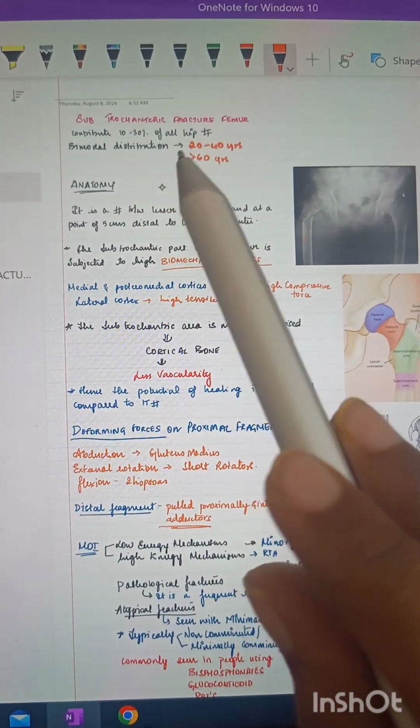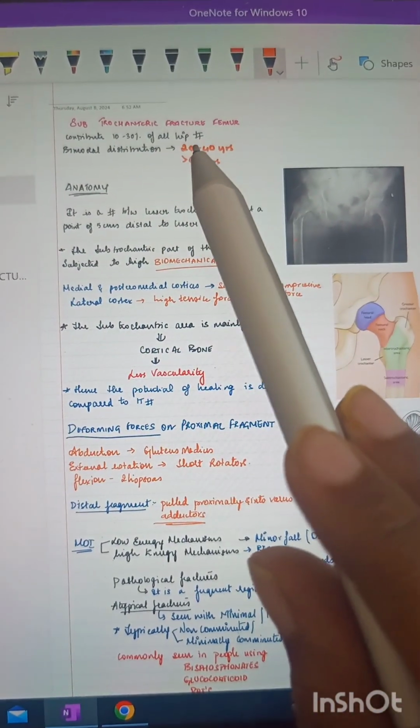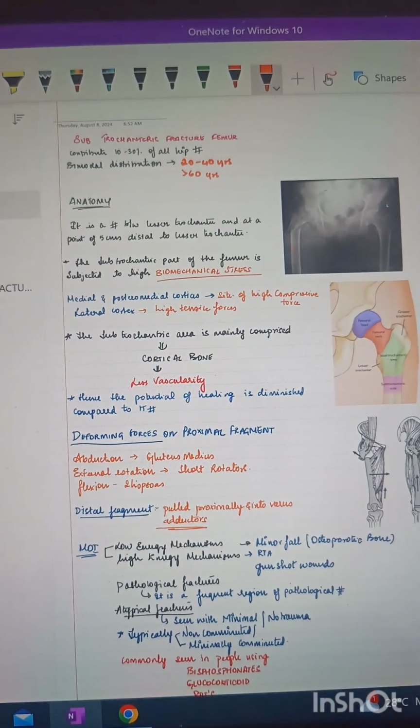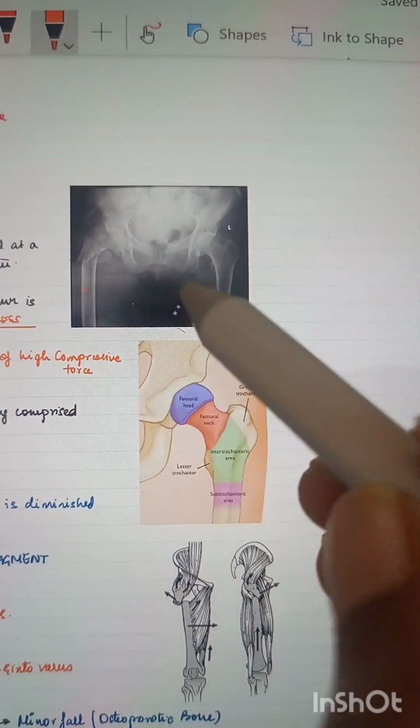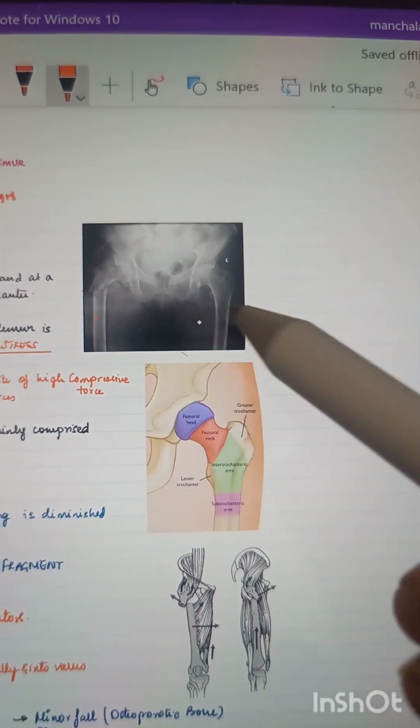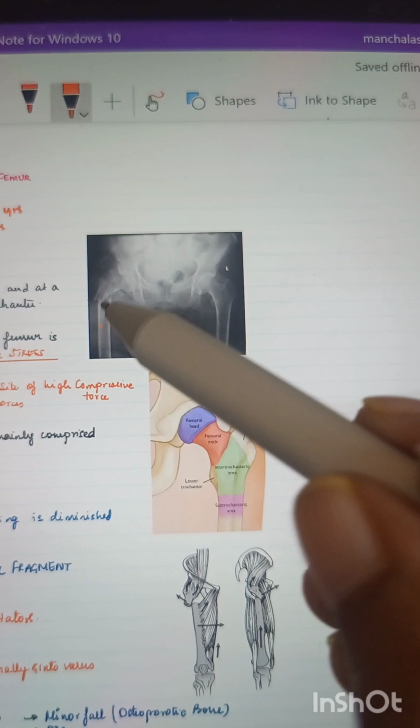So, subtrochanteric fracture of femur contributes about 10 to 30% of all hip fractures. You can see that they have a bimodal peak of distribution, in the 20 to 40 years age group and more than 60 years. So, this is an X-ray pelvis with both hips showing a subtrochanteric fracture which is present here.